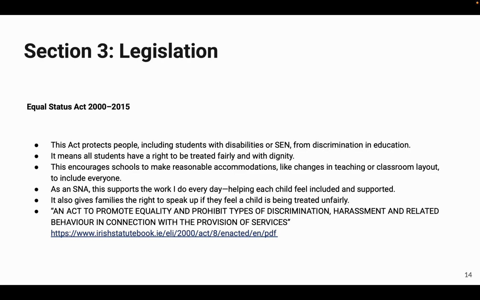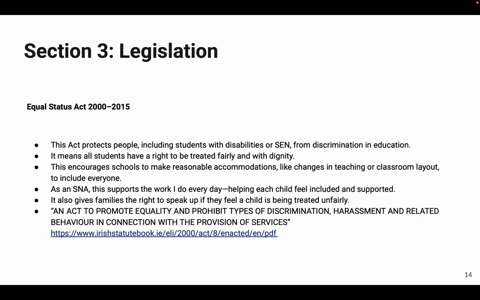This encourages schools to make reasonable accommodations, like changes in teaching or classroom layout, to include everyone. As an SNA, this supports the work I do every day, helping each child feel included and supported. It also gives families the right to speak up if they feel a child is being treated unfairly.